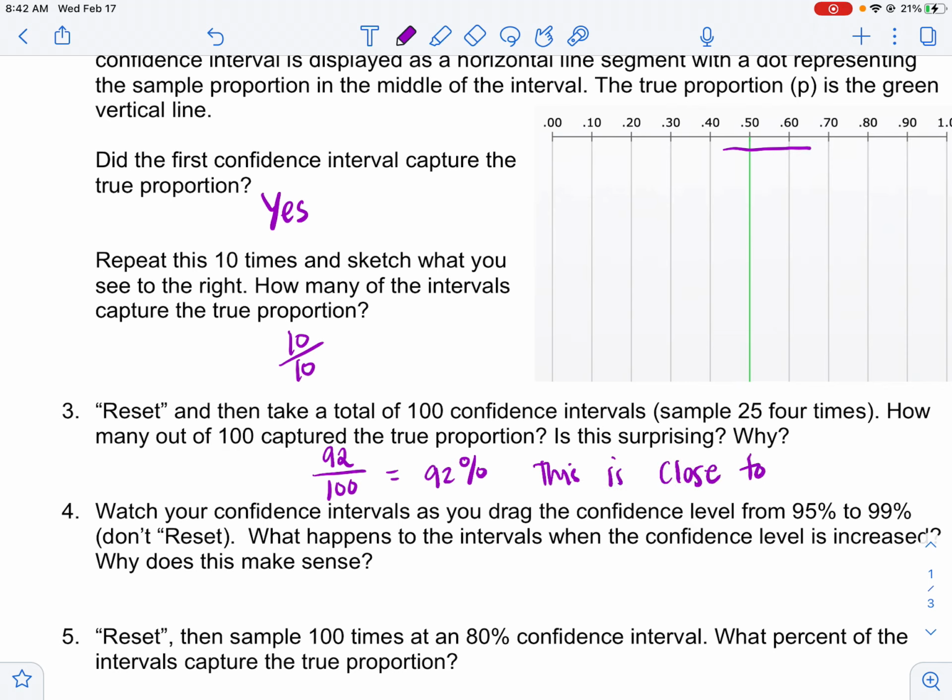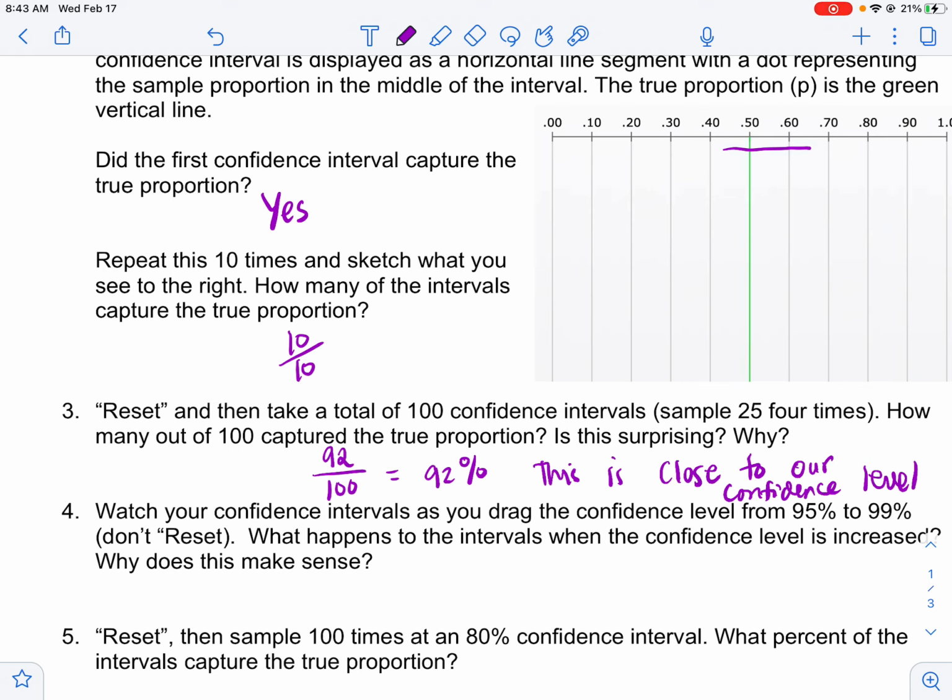close to our confidence level. You know how I picked a confidence level of 95%? So I expect that 95% of my intervals will capture the true proportion. Does that make sense? So in here, I did get 92, but sometimes maybe you'll get 95, you'll get 94, but for as long as it's closer or about the same as 95%, then it should not be surprising.